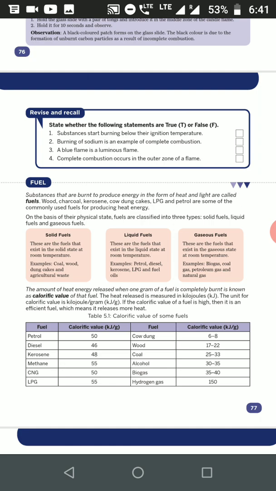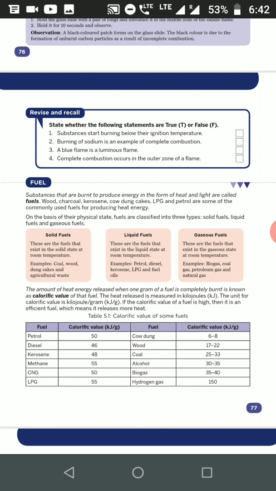Examples of solid fuels, you know: coal, wood, dung cakes, agriculture waste. Liquid fuels: LPG, kerosene, petrol, diesel, whereas gaseous fuels are petroleum gas, biogas, coal gas, etc.